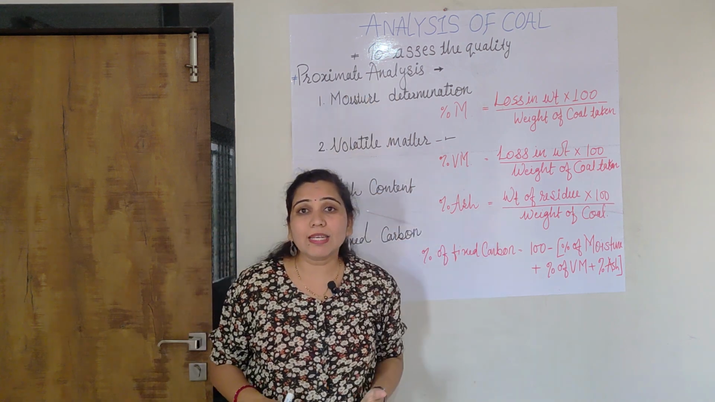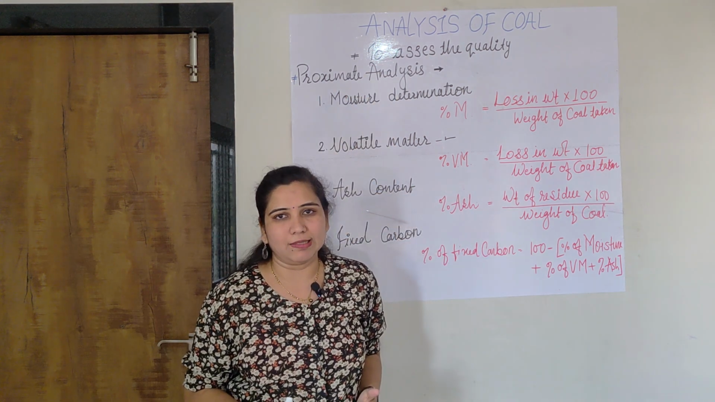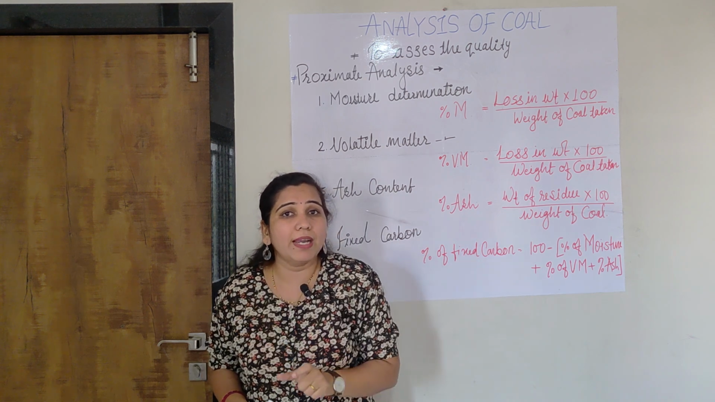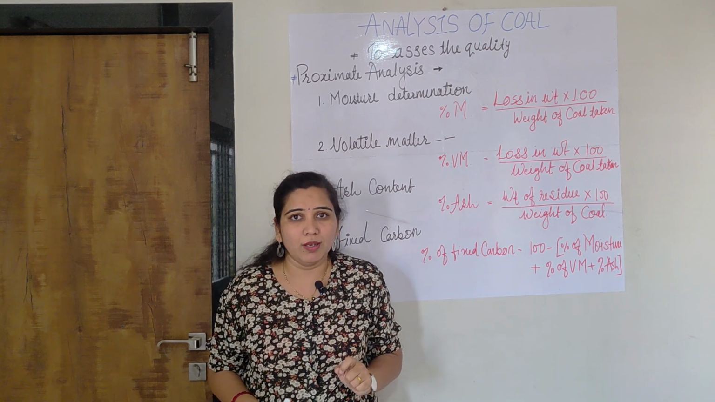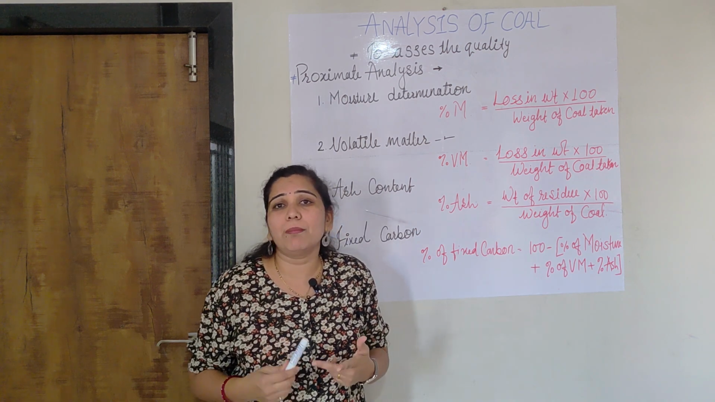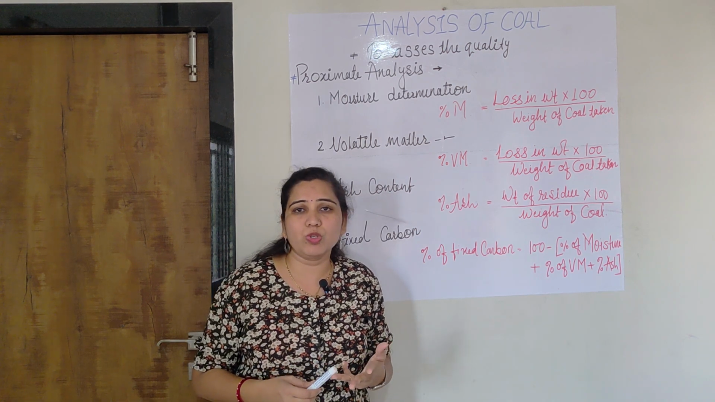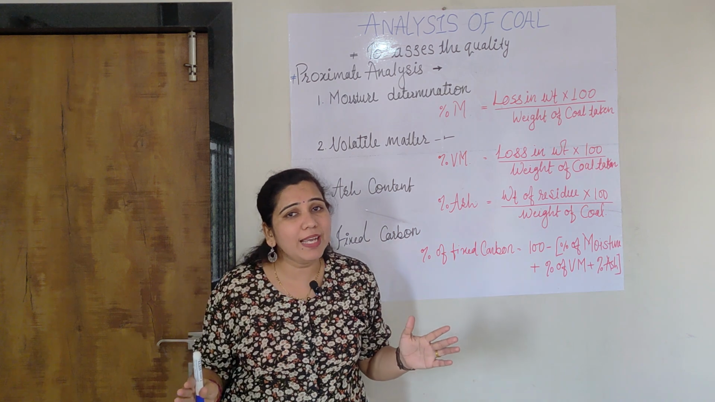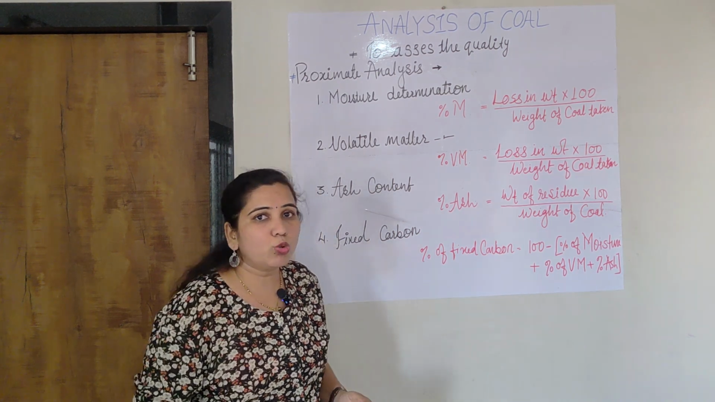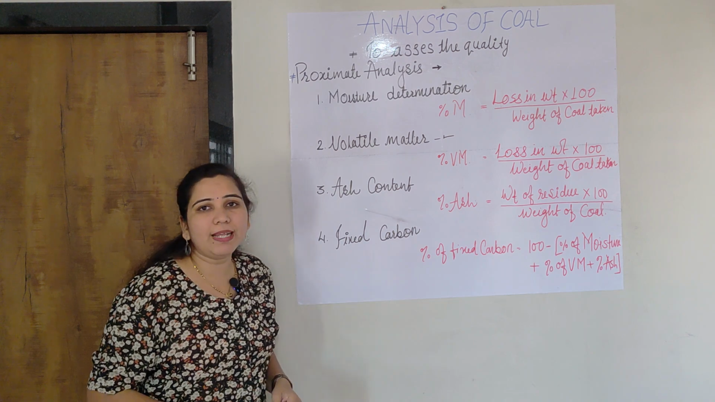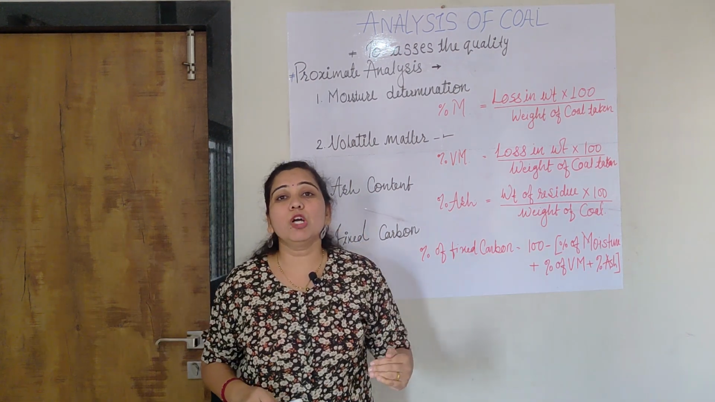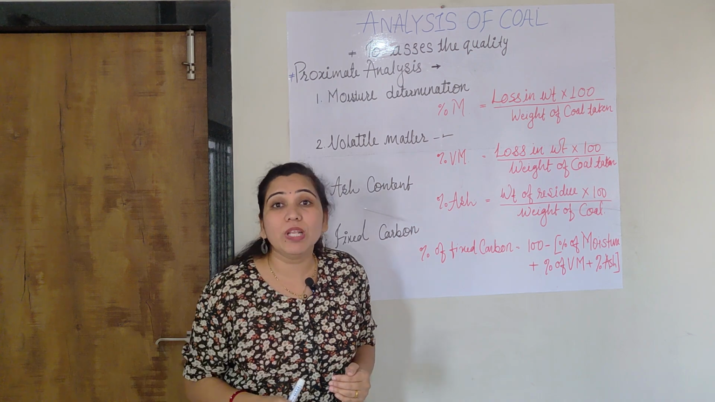The other type is ultimate analysis. In ultimate analysis, each and every component is determined individually, like determination of carbon, hydrogen, sulfur, nitrogen, and oxygen. That is called ultimate analysis. Today we will discuss proximate analysis of coal, which is very important for knowing the quality of coal according to its utilization.